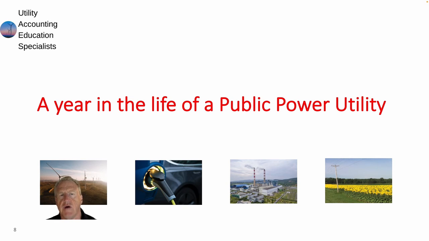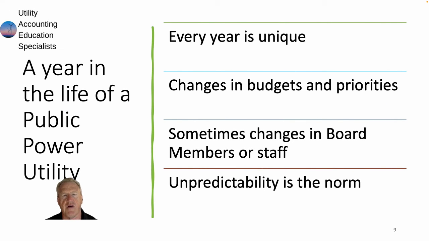Well, GASB 62, ASC 980 are designed to help you cope with some of that and not lose the hope that you had when the year started. So every year is unique. You never have one year like the other, hence the unique term. Changes in budgets and priorities happen during the year. Sometimes you have changes in board members or staff, which requires an education period, and maybe a board member with a different philosophy about rate deferral and rate increases and things like that. And unpredictability is definitely the norm.